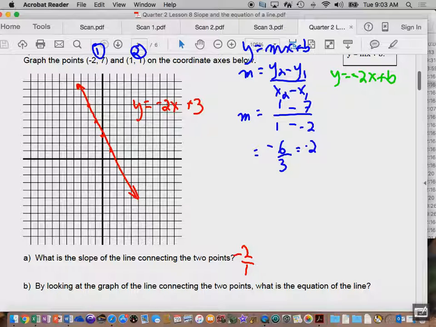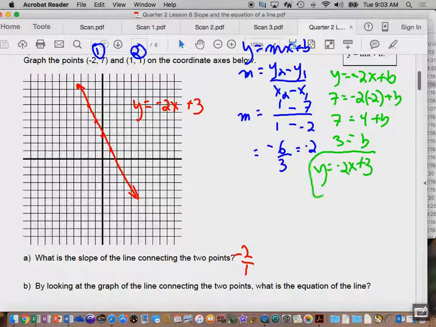Here is the step where you get stuck or you finish it out. What do I do at this point in time? Take any point and substitute. Right, substitute from either point. So I'll use the first point. 7 equals -2 times -2 plus b. 7 equals 4 plus b. B is 3, and that gives me y equals -2x plus 3.